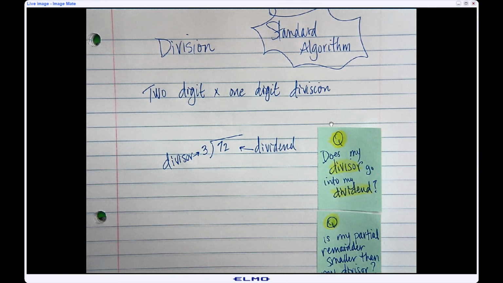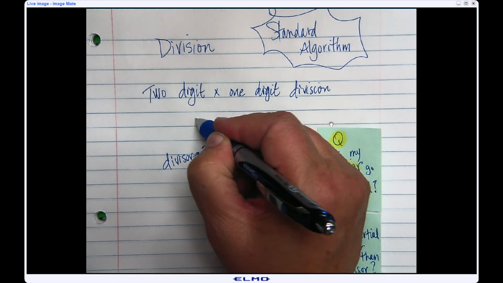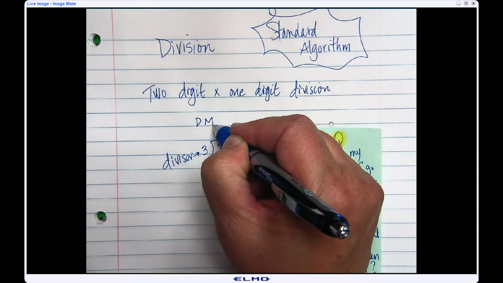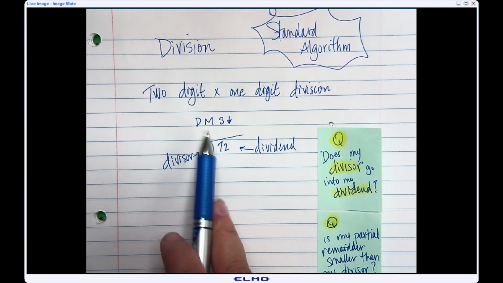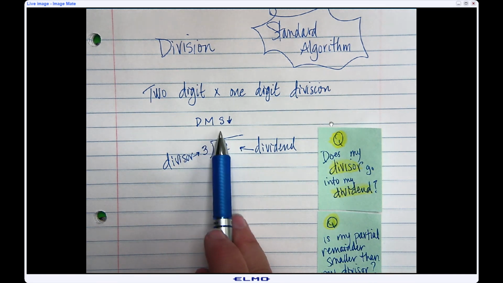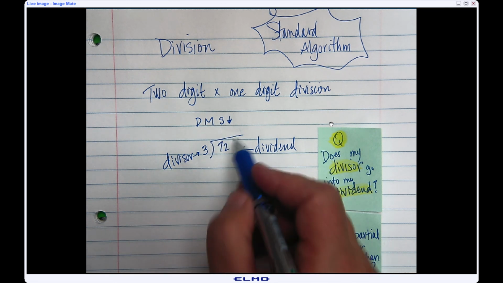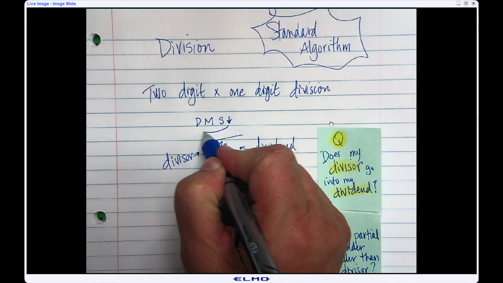Now, the reason why division is a little bit tough when you first start out is because there's so many steps involved in it. You have to divide, you have to multiply, you have to subtract, you have to do it again for as many times as you have place value digits. So with this, we have some acronyms that can help us out. One of them is D, M, S, and then the down arrow for division, multiplication, subtraction, and then of course the down arrow to bring it on down.